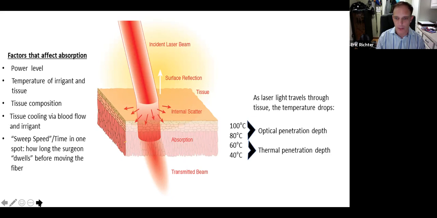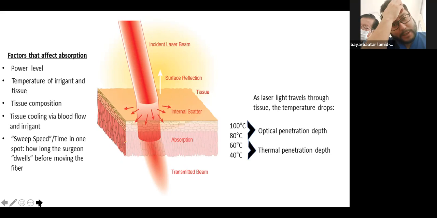And so it's just a diagram showing that there can be scatter, there can be absorption, the different things that can happen to a beam. There can be surface reflection, which actually there's very little of with a holmium laser because of that absorption of water that we talked about in the previous slide.